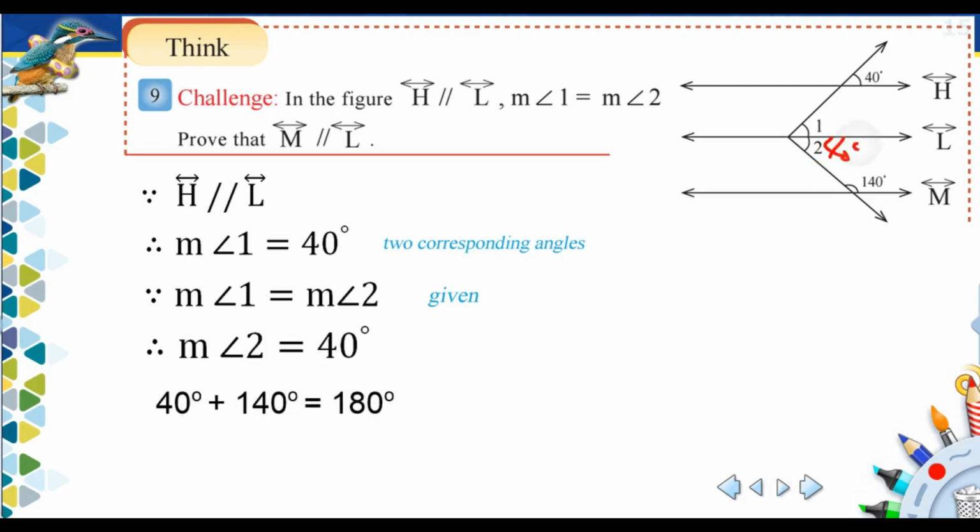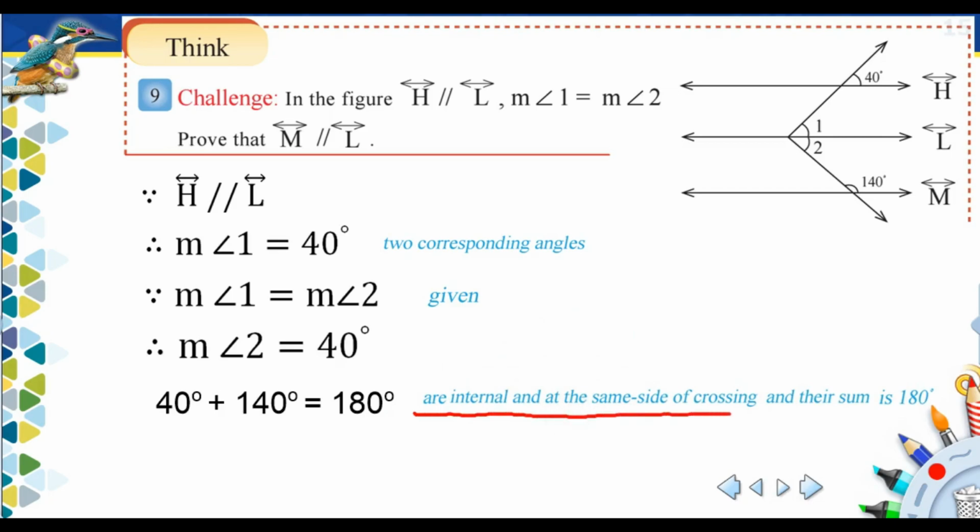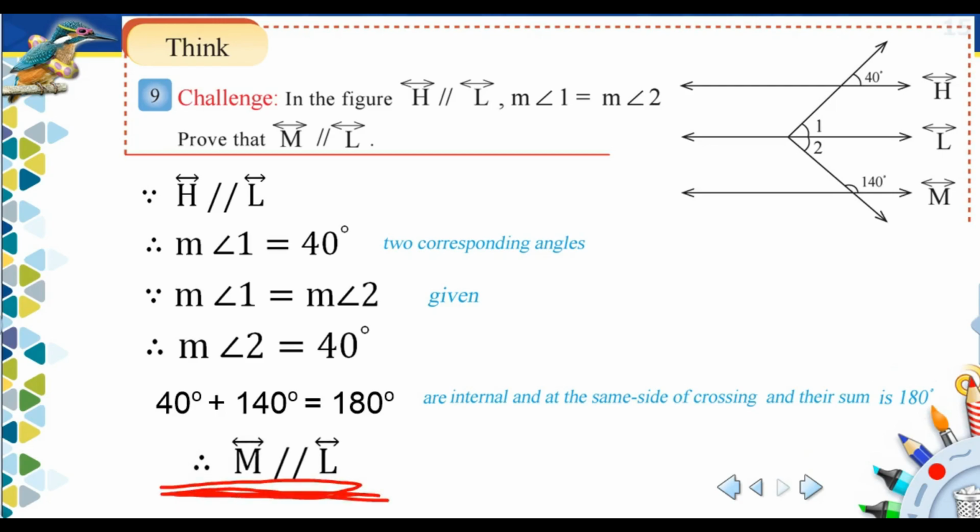40 degrees plus 140 degrees, what equals? Equals 180 degrees. That means they are interior angles on the same side of a transversal, and their sum is 180 degrees. That is the converse of the interior angles theorem. That means line M is parallel to line L.